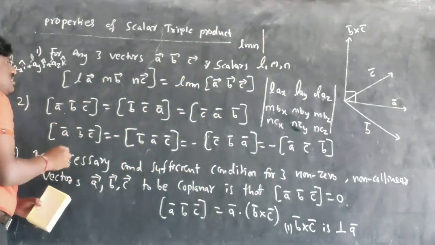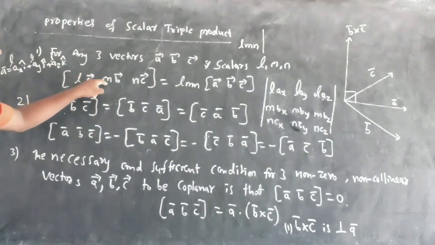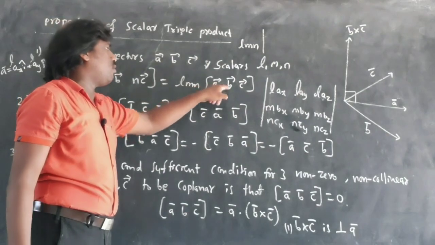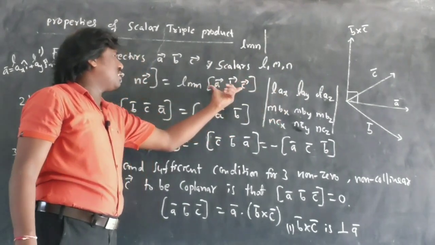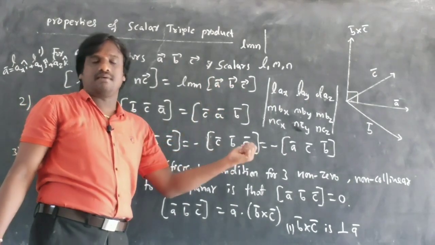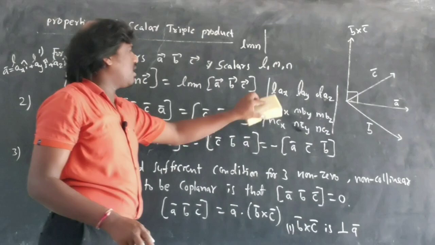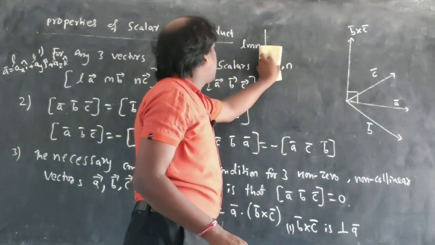That is the reason the first property is that the box of LA vector, MB vector, NC vector can be written as LMN times box ABC, because the determinant value of this and the determinant value of this will be the same. As per that, the first property is proved. Hope you understand the first property. Let us go to the second property.